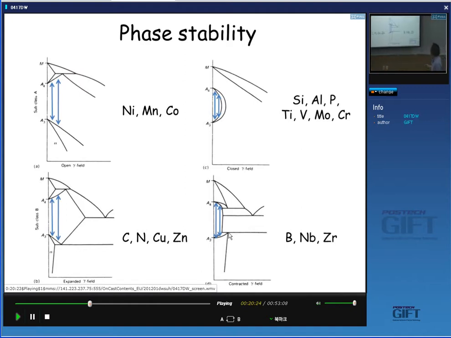Here this outer region is all ferrite stable region, and inside of this crescent-like shape is the austenite stable region. So when you look at the tie line in the two-phase region, the concentration of alloying elements like silicon or aluminum is higher in ferrite. Okay.